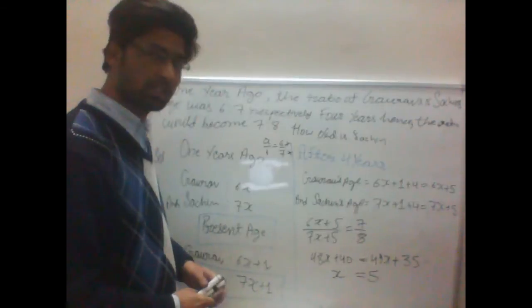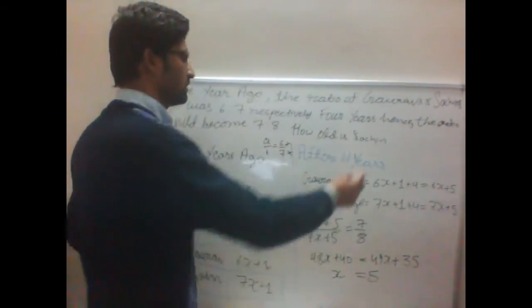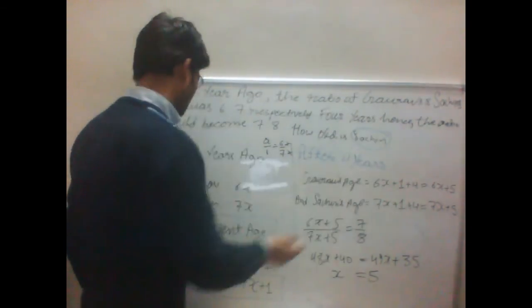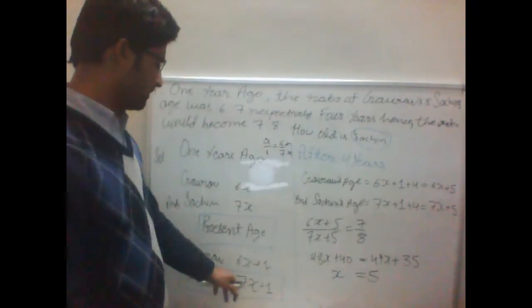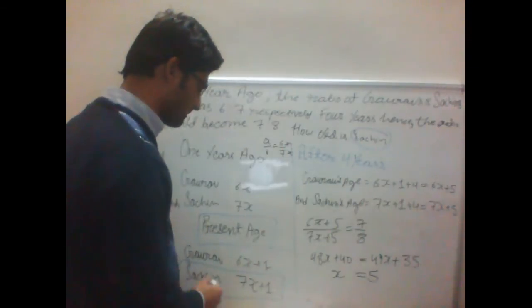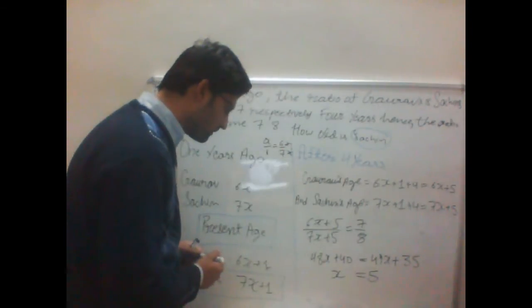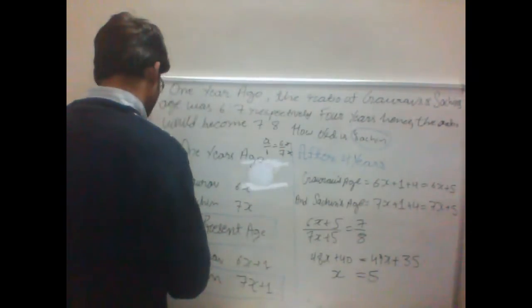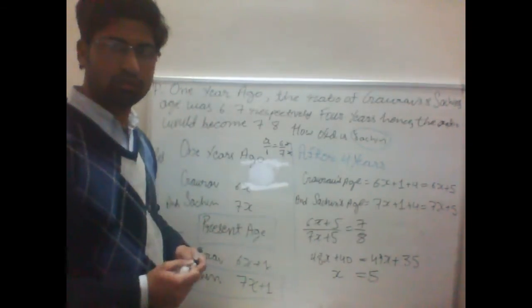Now what do we require in the answer? The age of Sachin. Sachin's present age is here, put the value 5 here: 7 times 5 plus 1, that is 36. 36 is the correct answer. Cool.